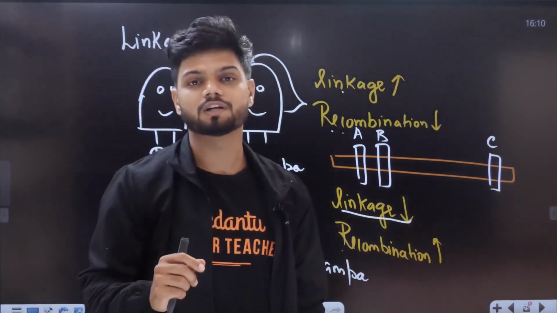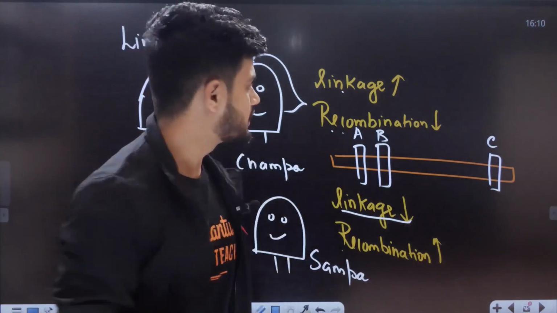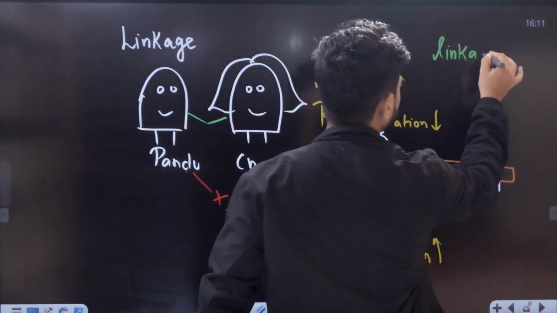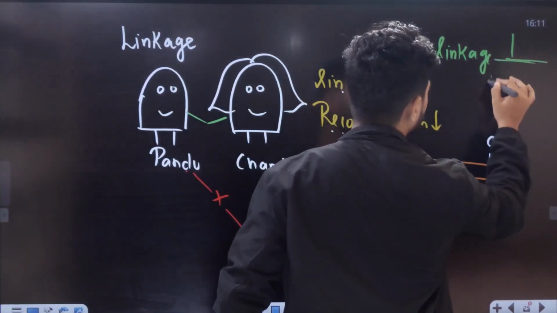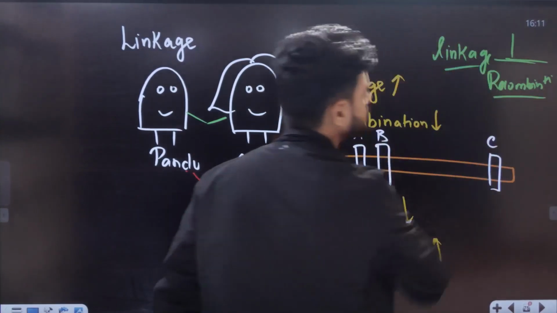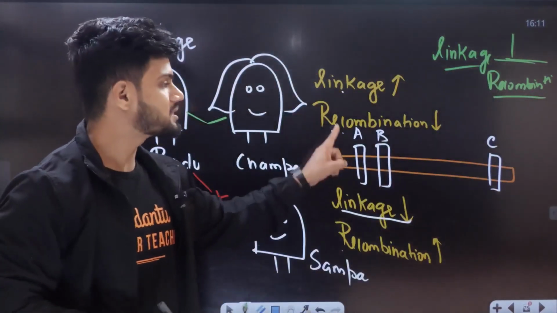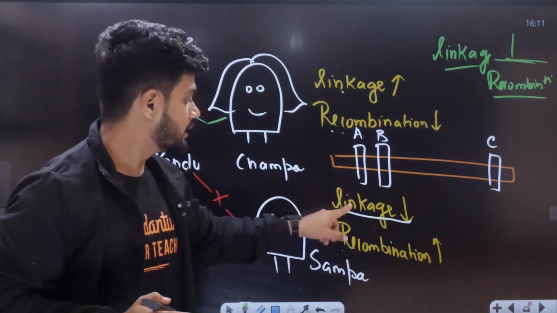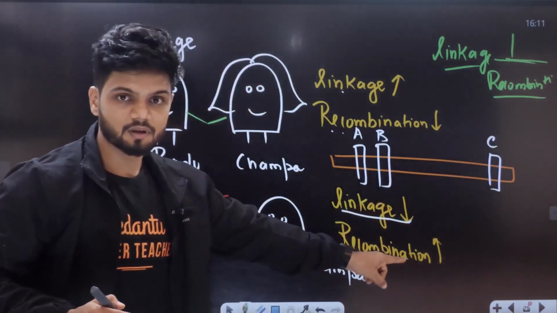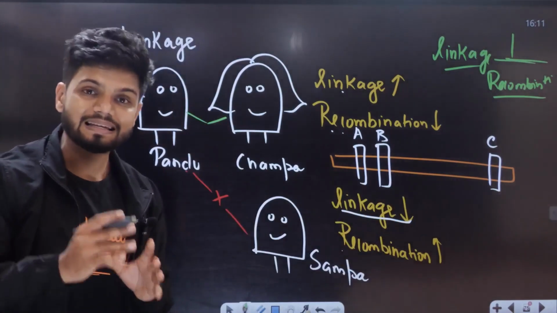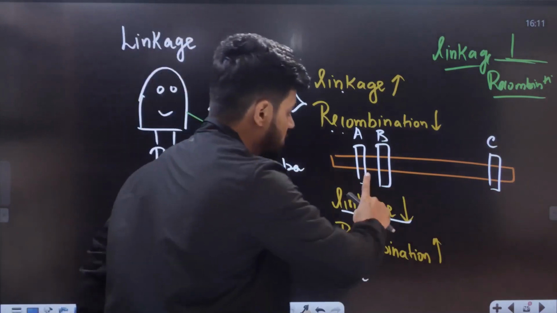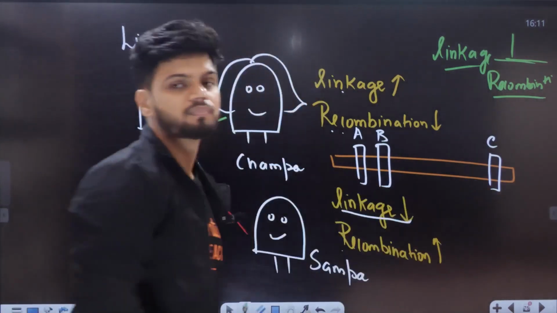This was a concept which we learned from T.H. Morgan. That is, linkage is inversely proportional to recombination. If linkage is high, recombination is low. If linkage is low, as between A and C, then recombination will be high. But what is linkage? The meaning of linkage: linkage means physical association of two genes, gene A and gene B, on a chromosome. That is called linkage.